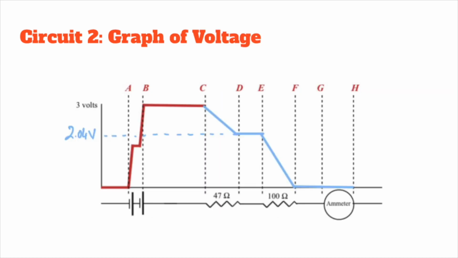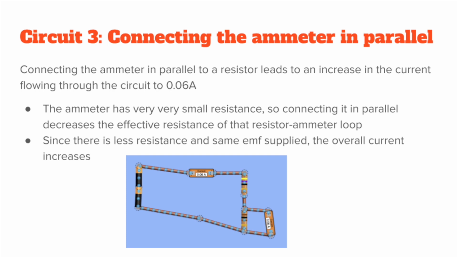Here you can see the graph. At the first red section is when the voltage is increased by the battery, and the blue sections show the voltage being used up by each of the resistors. If we connected the ammeter in parallel to one of the resistors, what we see is actually an increase in the current. This is because the ammeter has a very, very small resistance. So connecting it in parallel decreases the effective resistance of the loop. And thus, since there's less resistance but the same EMF, the overall current increases.